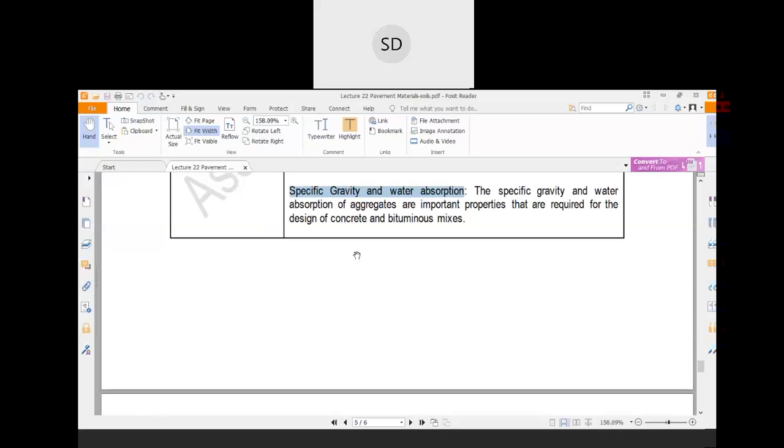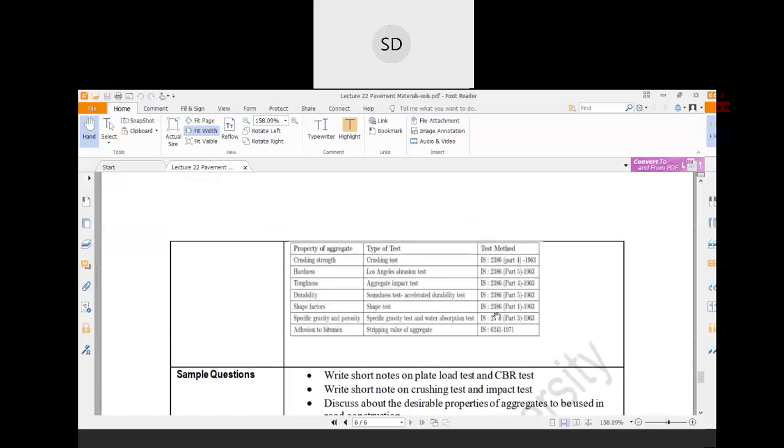So these are different types of tests, and these are the test methods where you will find them. There are different IS codes, that is Indian Standard Code, and there are different parts. In different parts of the IS codes, you will get to know about the different properties of aggregates and types of tests.